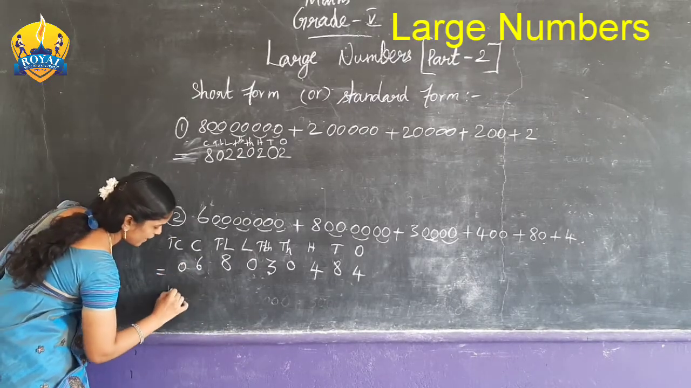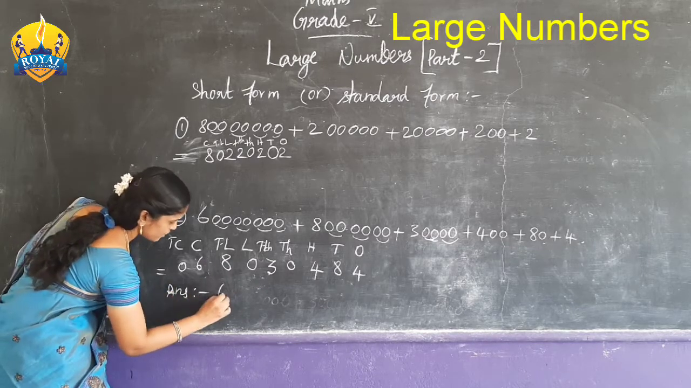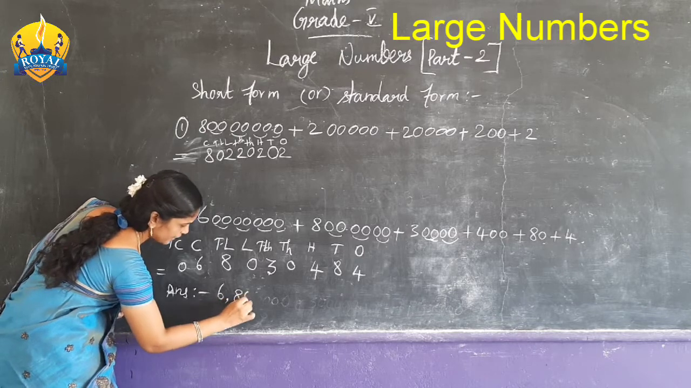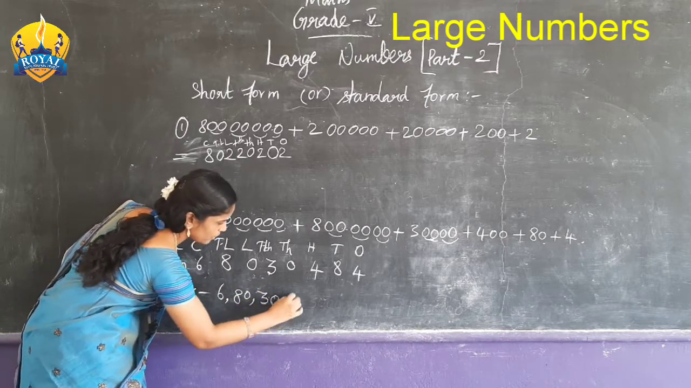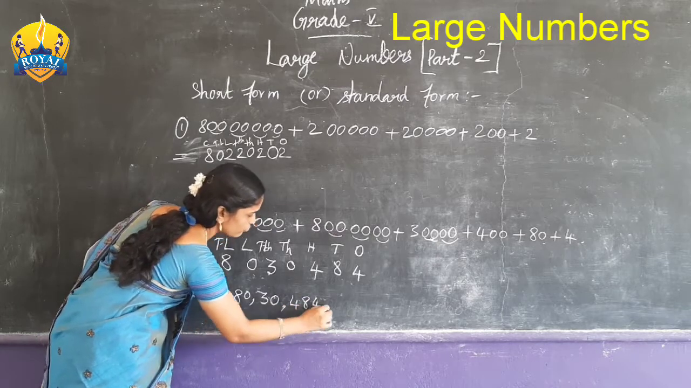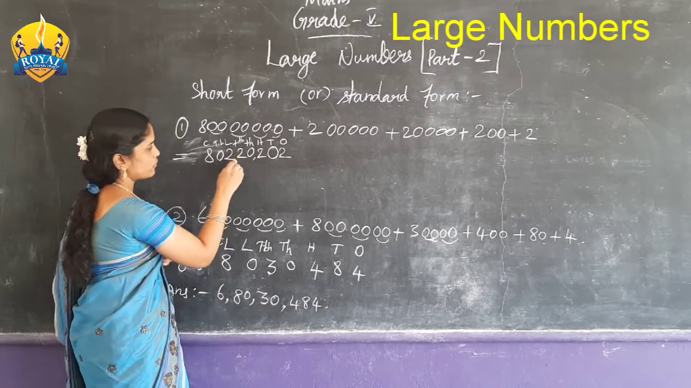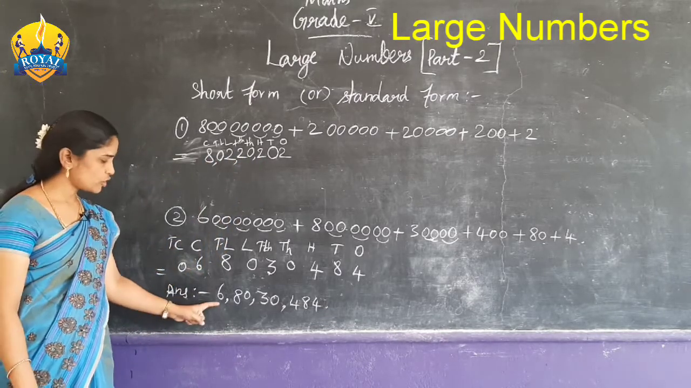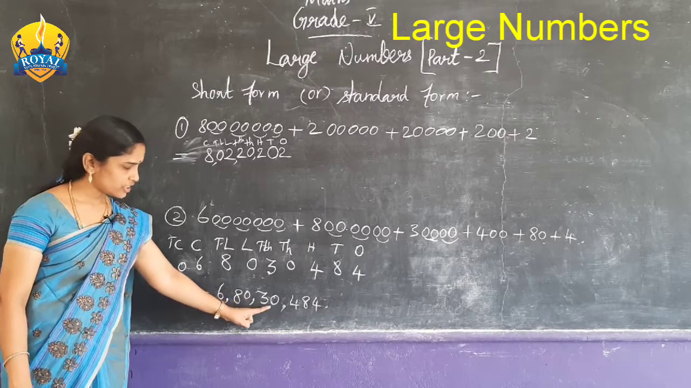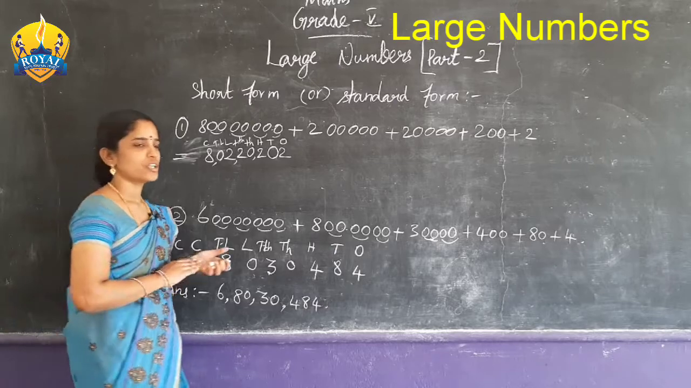So the required answer is 6 crore, 80 lakh and 30,484. Is it clear? Also we put the commas. Okay. 6 crore, 80 lakh and 30,484. Is it clear? Right, students?